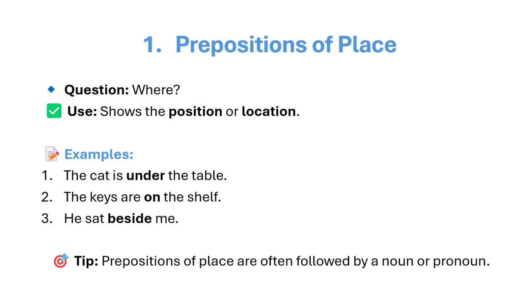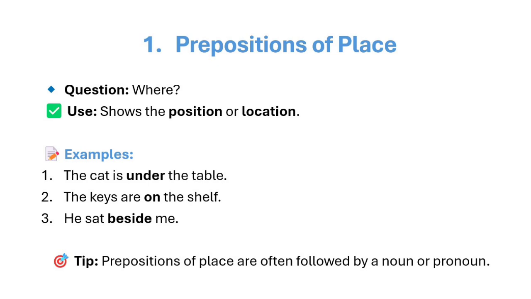Now see the last sentence, that is he sat beside me. So here beside is a preposition of place. These all are the examples of prepositions of place. Now here is one tip I have given you. Prepositions of place are often followed by a noun or pronoun. If you observe all these three examples, you can see that after the preposition there is a noun or pronoun. This is how you can remember that.